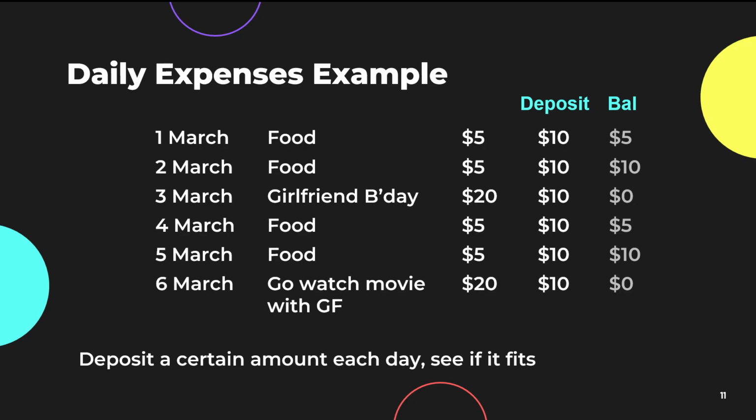So I will deposit a certain amount each day. For example, for 1st March, I will allocate $10 just for that day. But turns out I only use $5, so the remaining $5 I will save. I will save it into my balance.